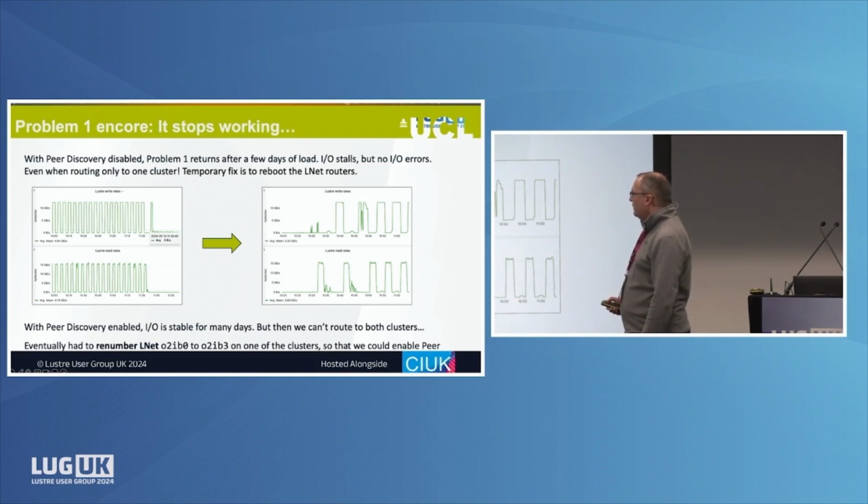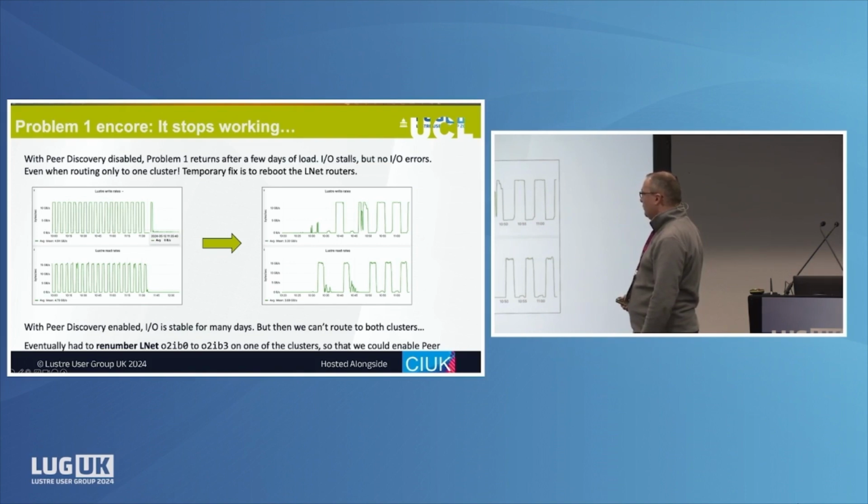And the funny thing is, this also happened even when we restricted routing to just one of the clusters. So at that point, here is one incident where we saw IOR chugging along, reading and writing, and then at some point it starts to stutter and performance flatlines.